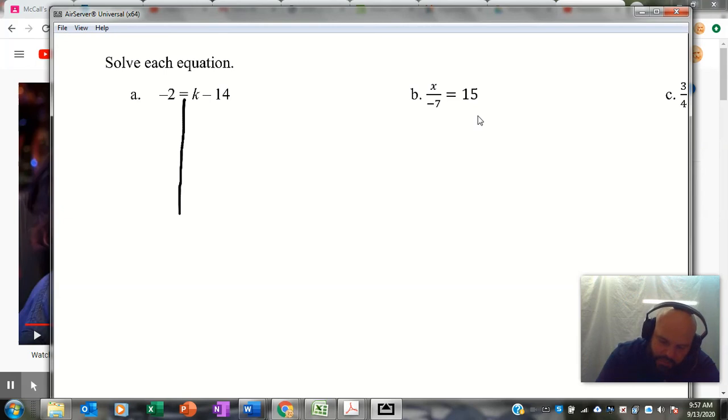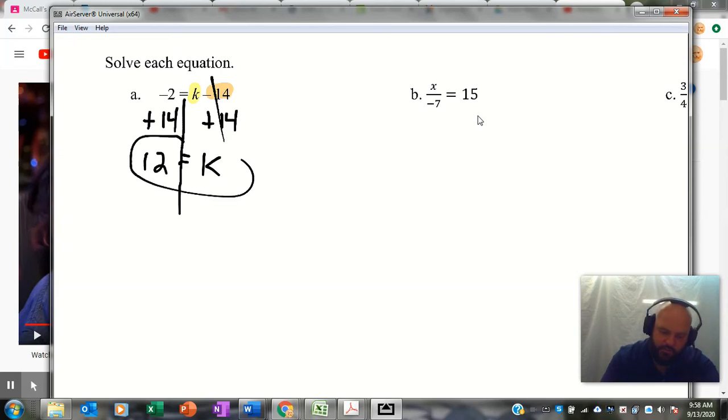So you can see, I'm going to highlight the variable. The variable is k. And what is happening to the k? Well, that k is being subtracted by 14. So we need to undo that subtraction by 14 by adding 14 to both sides like this. When I do that, you can see negative 14 plus 14 crosses out. That's exactly what we want to accomplish with these. We want the variable to be by itself. So now we're only left with a k because the 14s go away. Now on this side, we have negative 2 plus 14, which turns into 12. And there's your final answer.